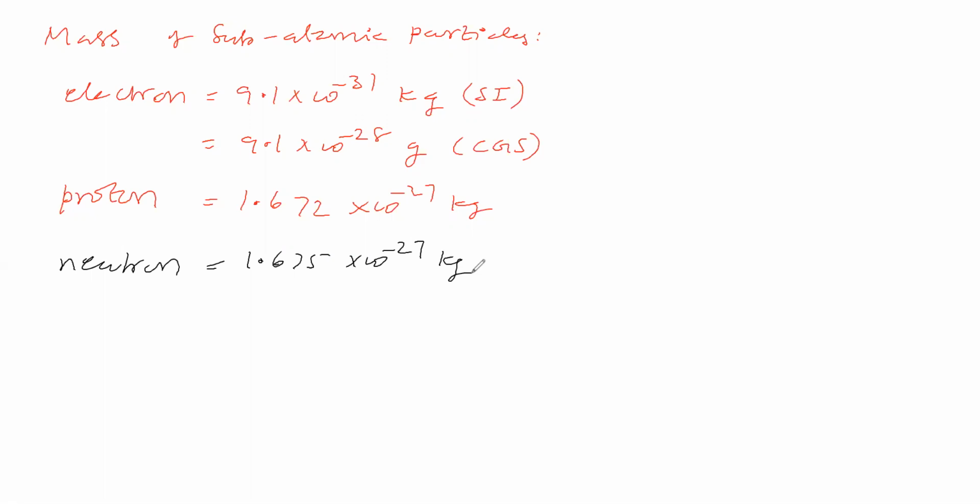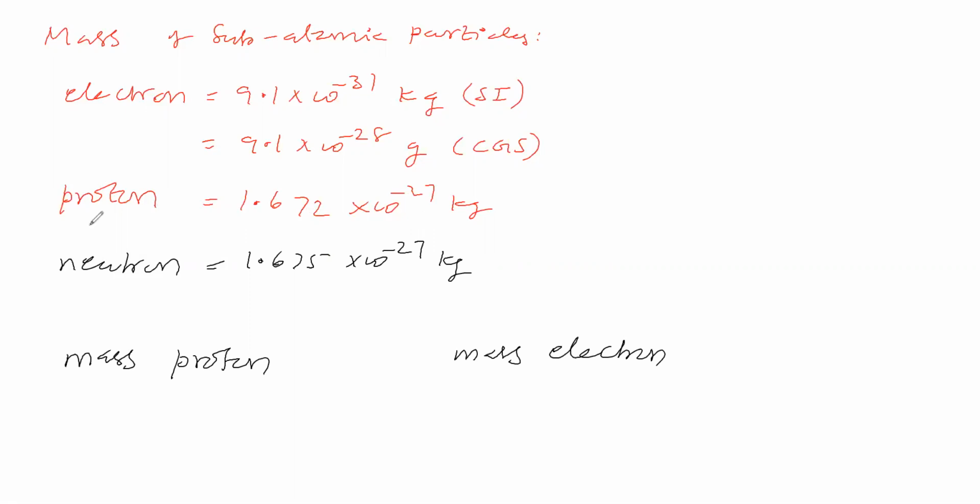Now let us compare the mass of proton and the mass of electron. Which has the higher mass, you see. The mass of proton is 10 power minus 27 kilogram. The mass of electron is 10 power minus 31 kilogram.